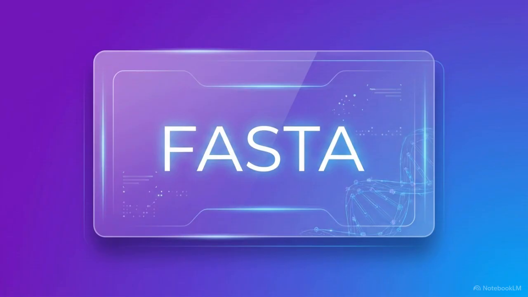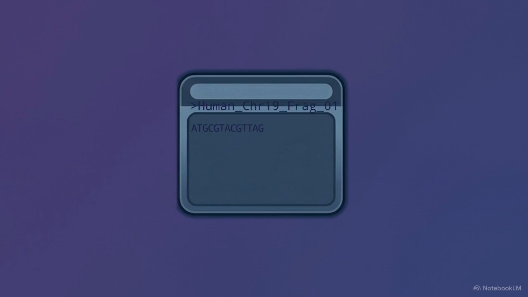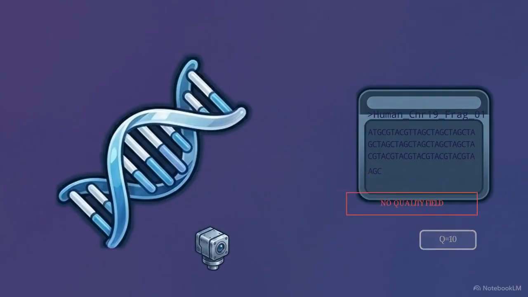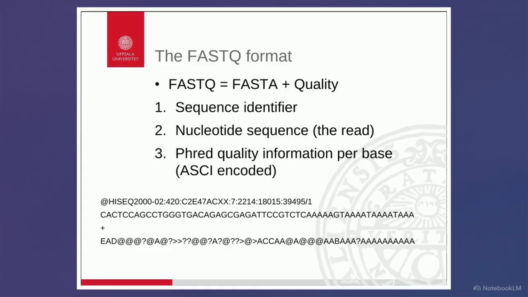The process starts with the FASTA format. It's the most basic foundation, containing just the name of a sequence and the raw DNA letters A, C, T, and G. But FASTA has a critical flaw. Every sequencing machine has a margin of error, and the FASTA format has no standardized way to store the confidence level of each base it identifies. This is why we use FASTQ.